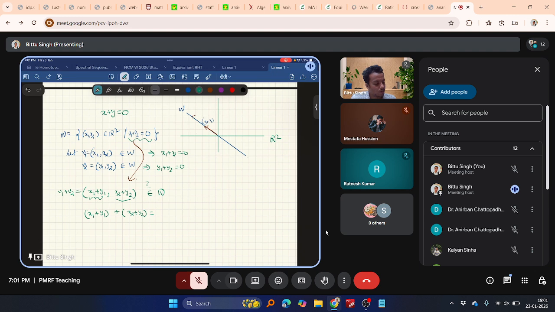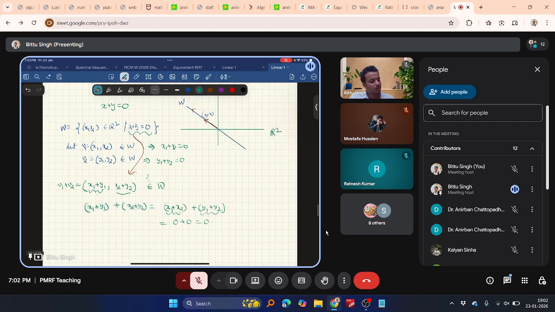We know that in real numbers there is commutativity, associativity, those kinds of things. So we don't care about this bracket, and we can add in any way we want. So x1 plus x2 becomes 0, y1 plus y2 also becomes 0. So their sum is also 0.